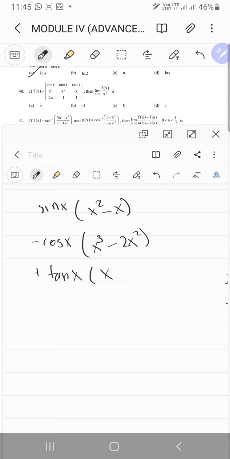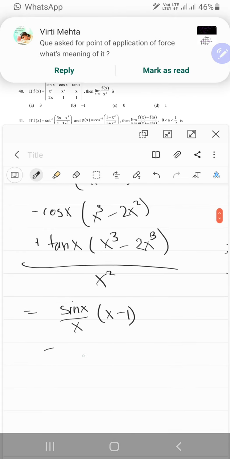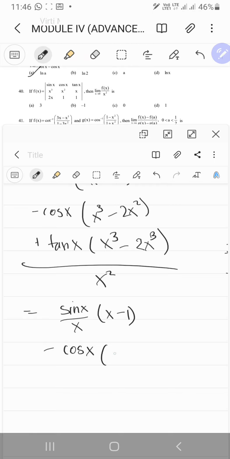into x cubed minus 2x cubed, and we need to find the limit as x approaches 0 of f of x upon x squared. So all of this is upon x squared. So this is just going to be sine x upon x into x minus 1, minus cosine x into x minus 2, plus tan x into, so x cubed minus 2x cubed is minus x cubed, upon x cubed minus x, fine.